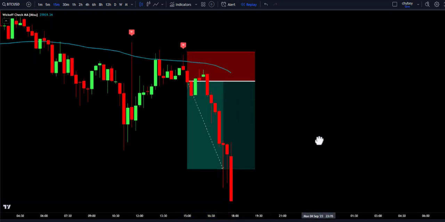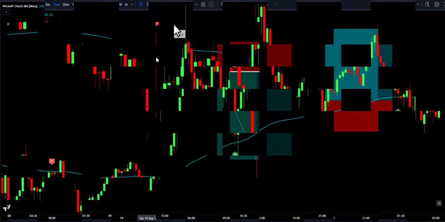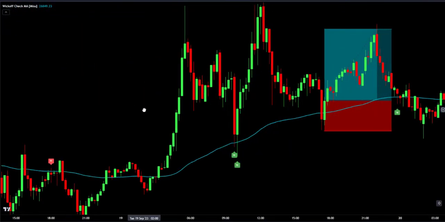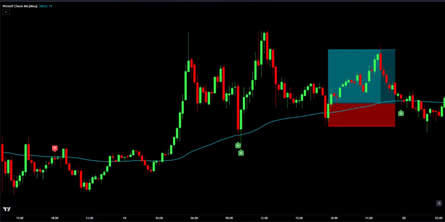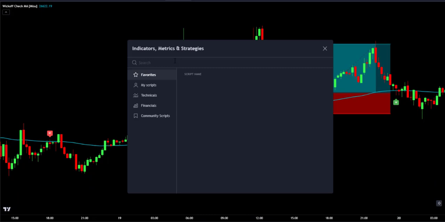And as you can see, the trade played out nicely. Understanding how this indicator works, let's add another indicator that will help us add more confluence. Then we navigate to the indicator search bar.